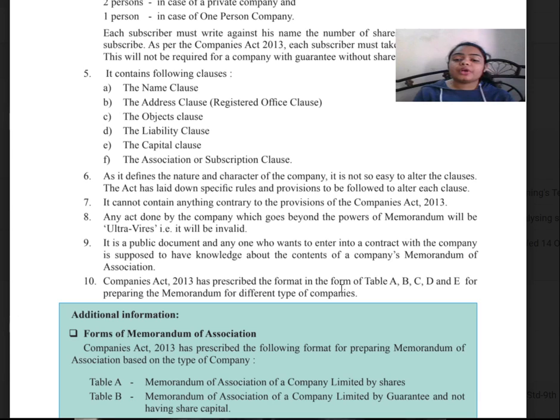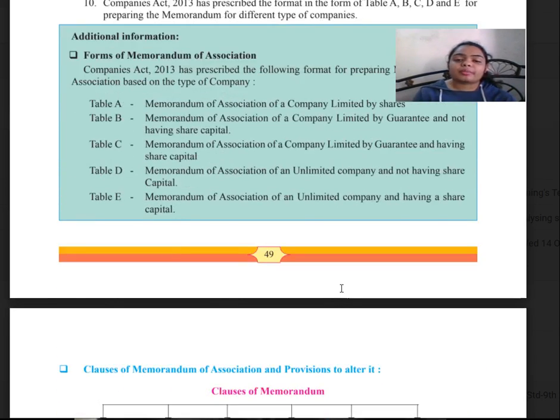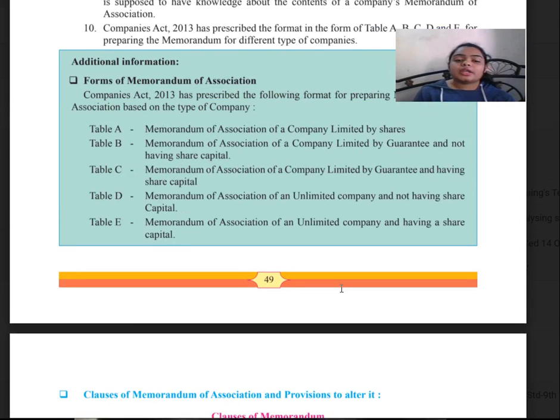Then, the Companies Act 2013 has prescribed the format in the form of Table A, B, C, D, and E for preparing the memorandum for different types of companies. So, a format has been prepared, and Tables A, B, C, D, and E are for the different types of company, and they have given additional information regarding each of the tables. So, Table A, Memorandum of Association of a company limited by shares.